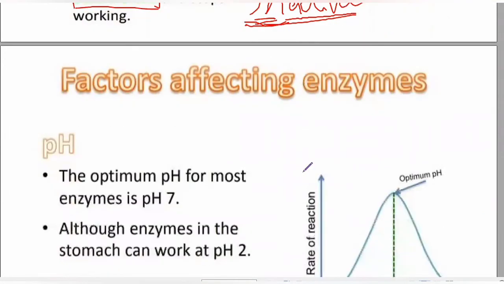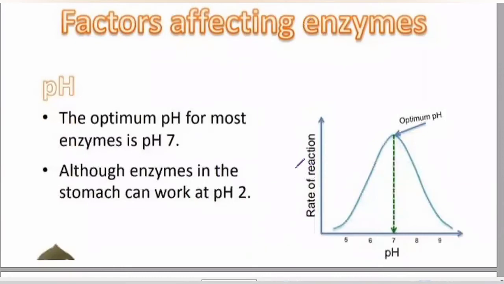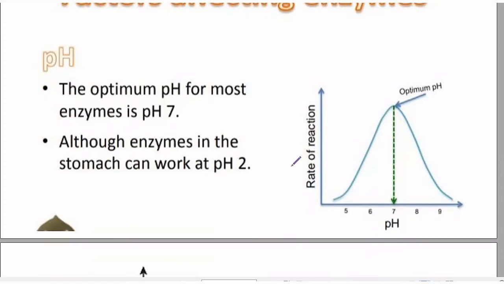Okay, in the same way, pH also affects the activity of enzyme. I think you all must be familiar with the pH. You might have done some of the experiments in class 7. There is pH ranging from 1 to 14, acidic and basic. You studied about acid base.